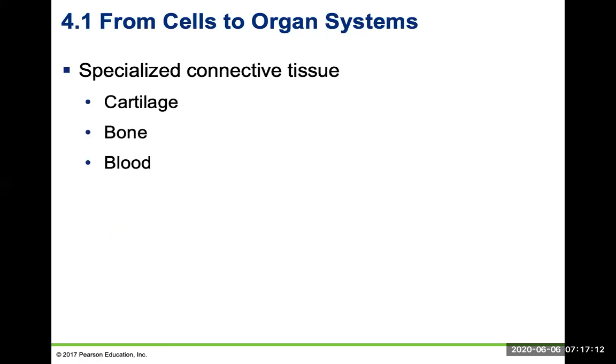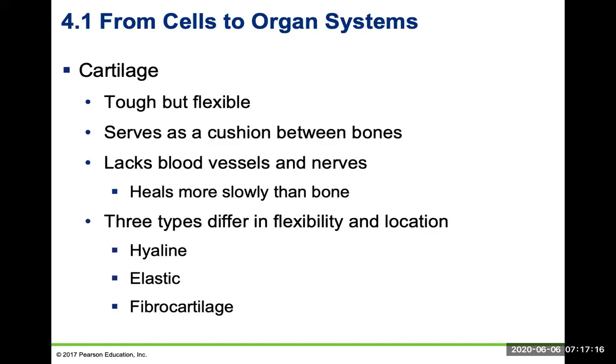The specialized connective tissues that we will go through are cartilage, bone, and blood. Cartilage is tough but flexible. It serves as a cushion between your bones. Cartilage does not have blood vessels or nerves, so it heals much more slowly than bone. There are 3 types of cartilage: hyaline, elastic, and fibrocartilage, and they differ in how flexible they are and where they're located.